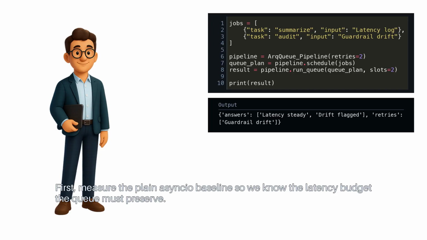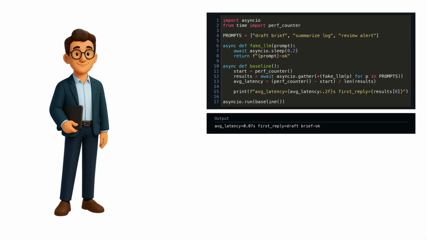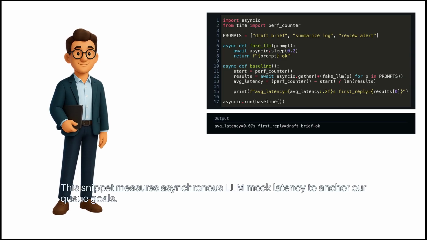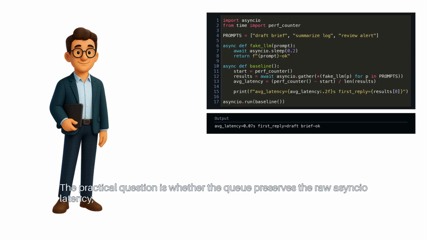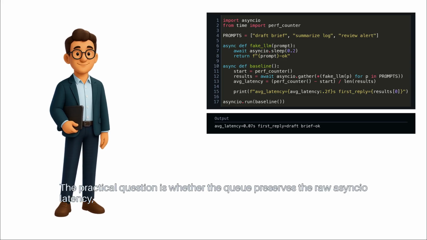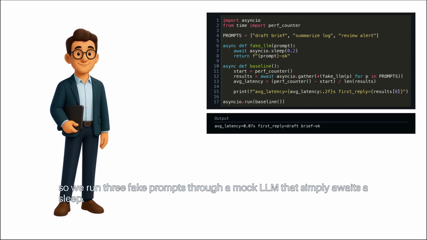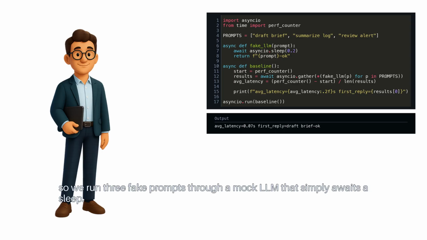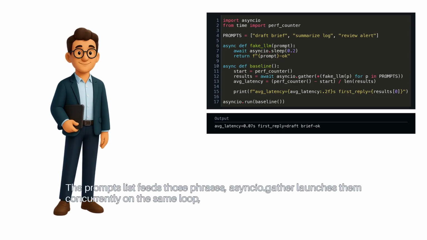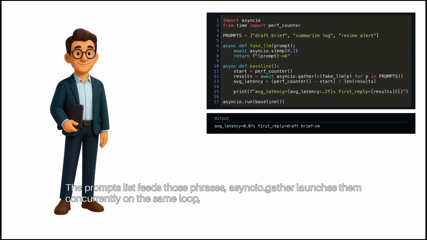First, measure the plain asyncio baseline, so we know the latency budget the queue must preserve. This snippet measures asynchronous LLM mock latency to anchor our queue goals. The practical question is whether the queue preserves the raw async I/O latency. So we run 3 fake prompts through a mock LLM that simply awaits asyncio.sleep. The prompts list feeds those phrases.